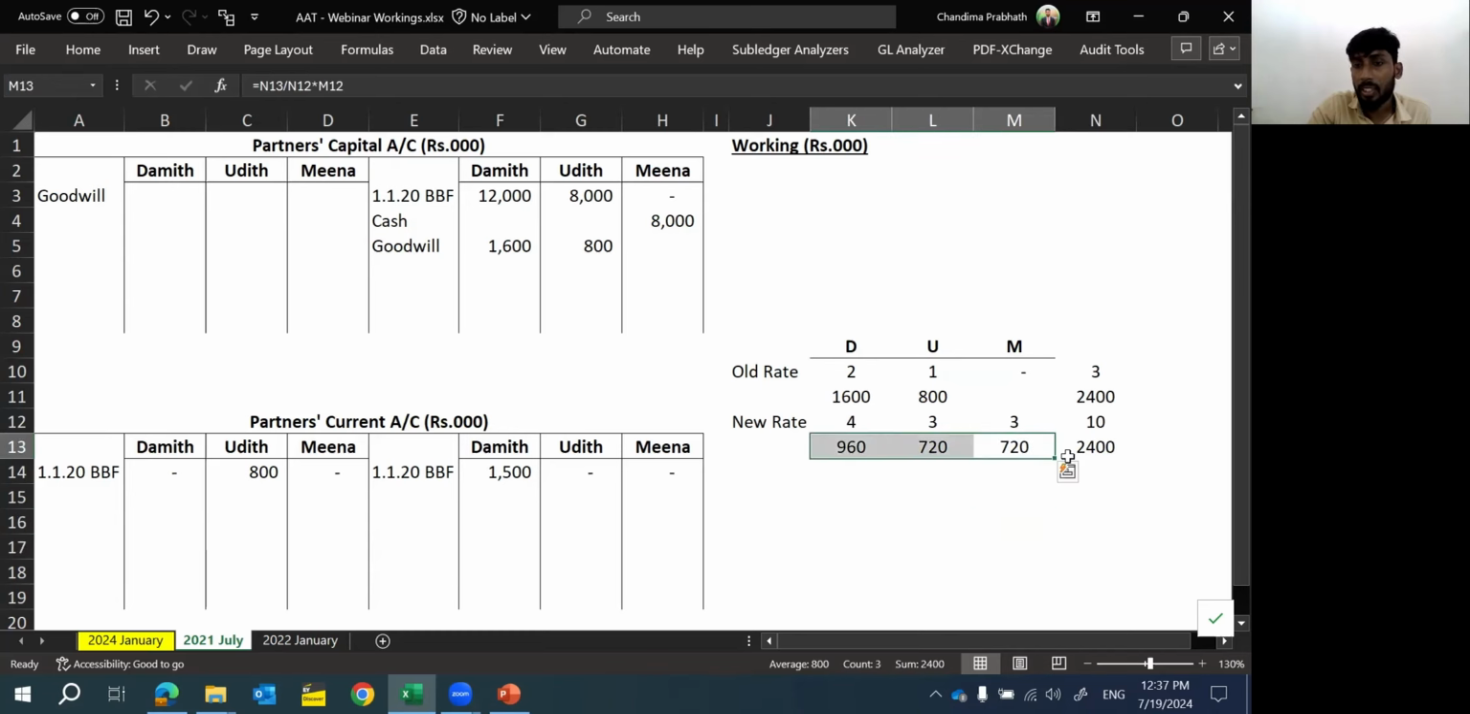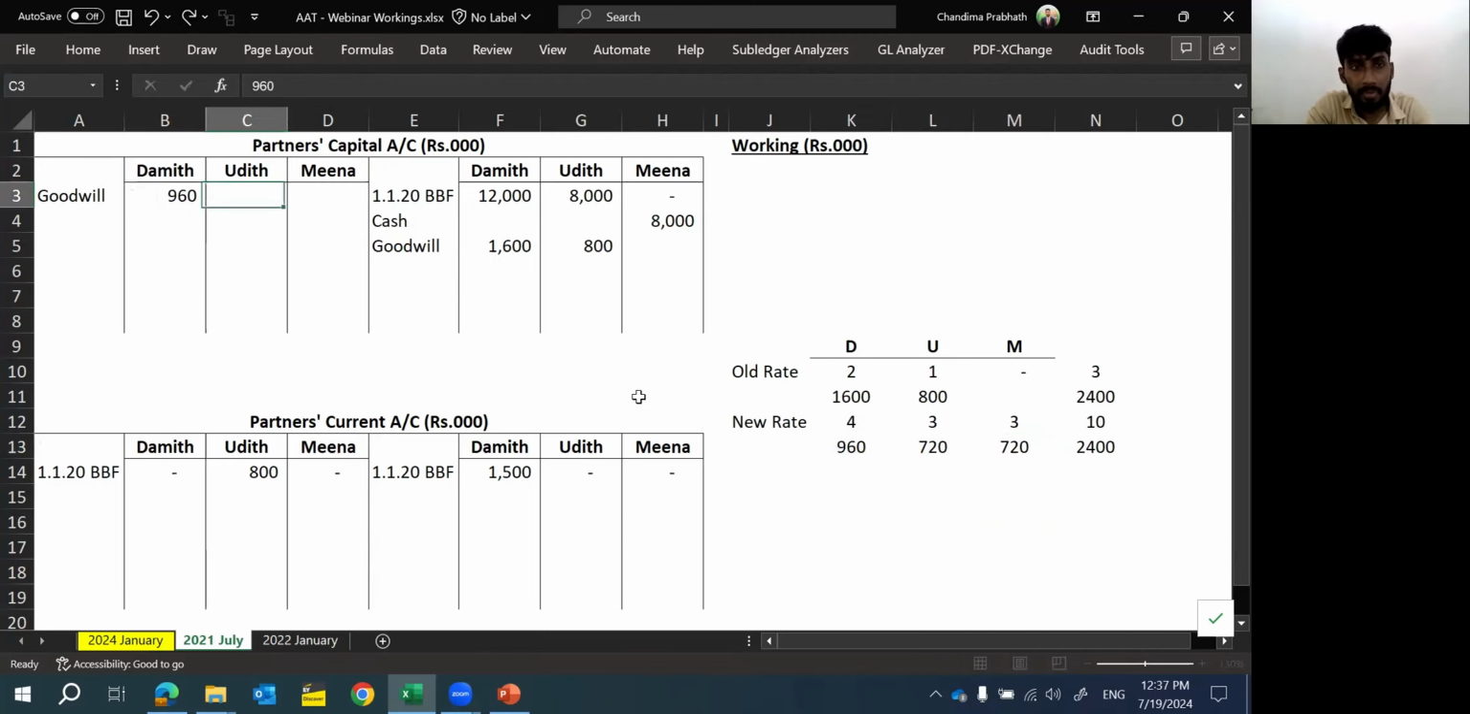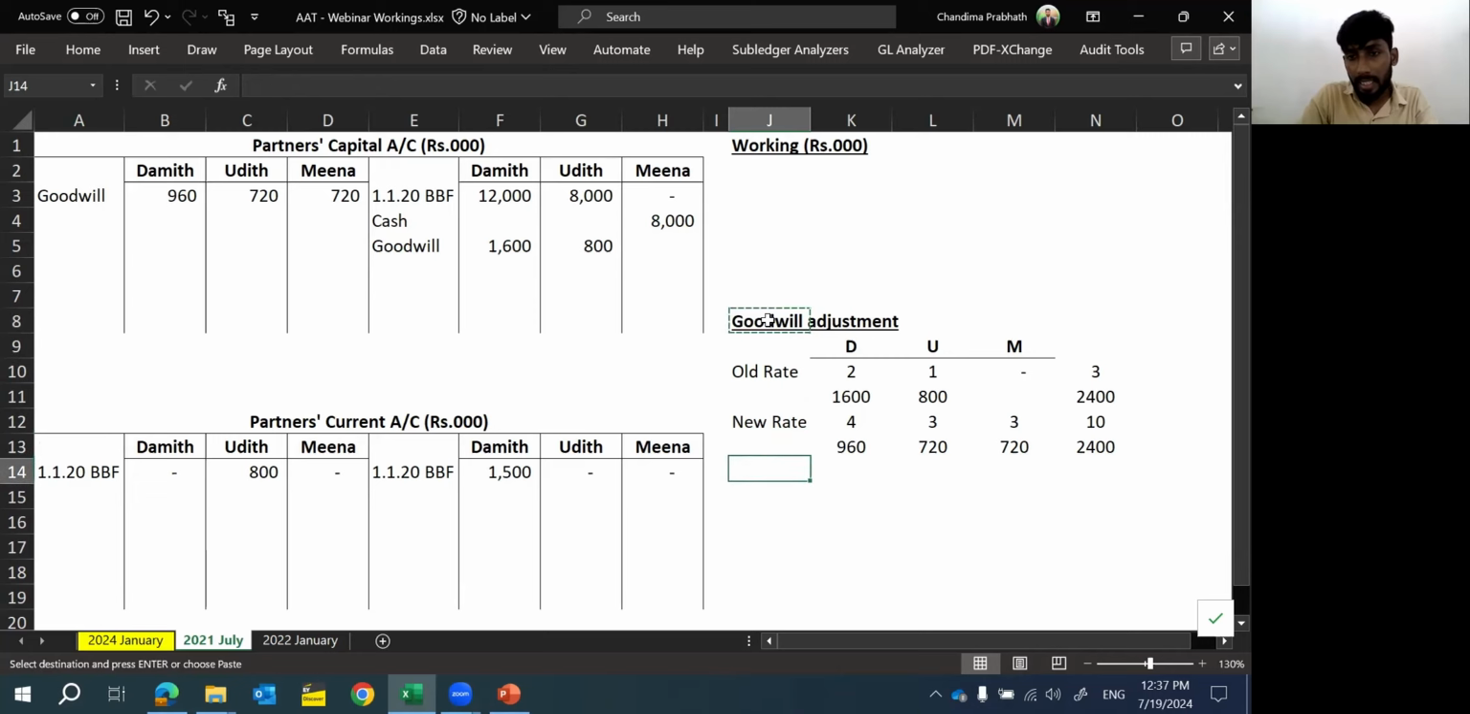Now if you see, this 2,400 is just split, my dears. Goodwill debits: 960, 720 and 720. That's how we do it. So we credit goodwill based on the old rate and debit goodwill based on the new rate. This is the goodwill adjustment. Then again we have another adjustment. What is that? The revaluation adjustment.